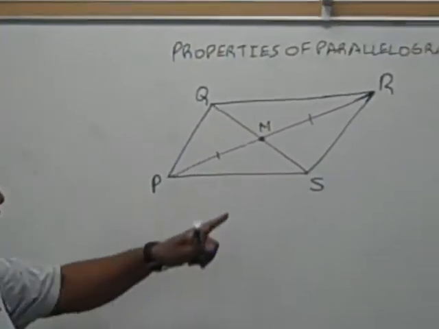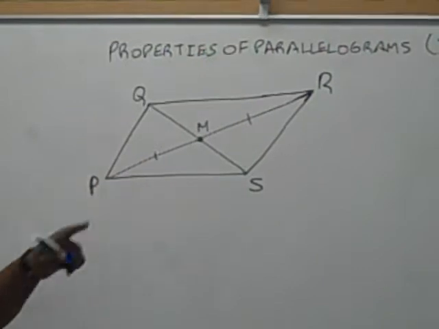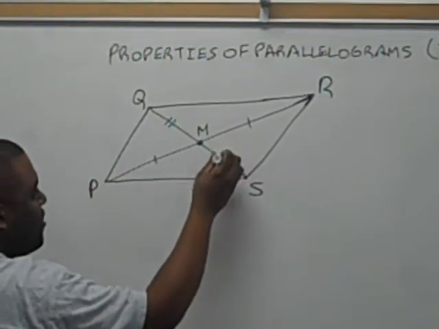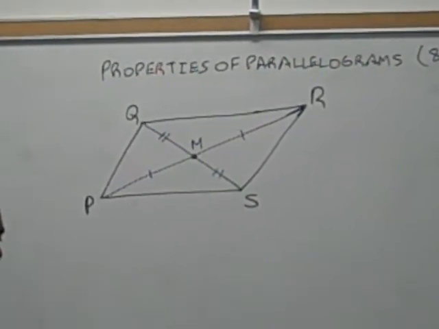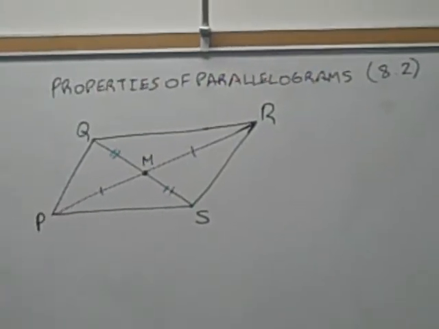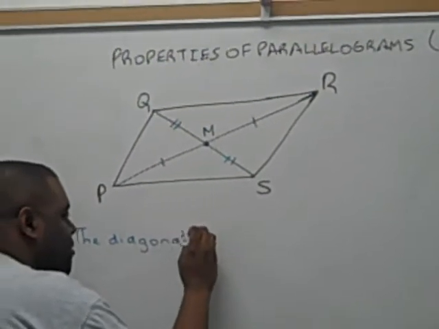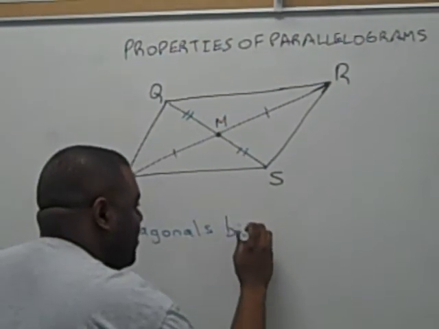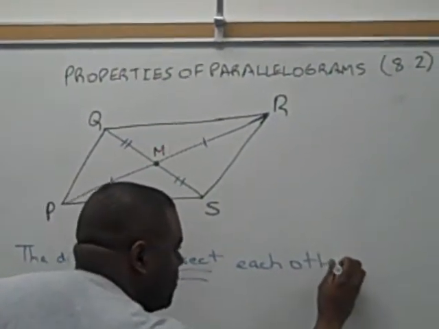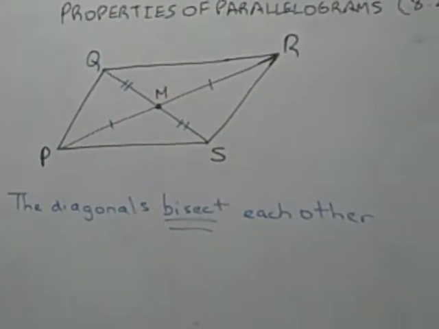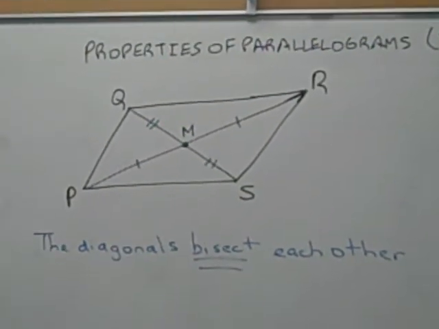Now, since M is a midpoint of PR, it also says that M is a midpoint of QS. So I can bisect, so that's going to show a bisector as well. Okay? So, here's what you have to remember: the diagonals of a parallelogram bisect each other. Okay, that's what you have to remember. That's another special property of parallelograms, that those diagonals indeed bisect each other.